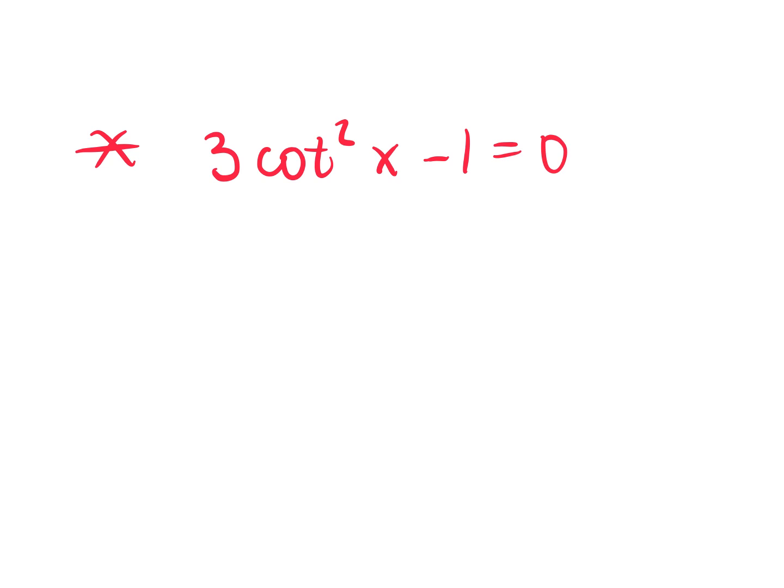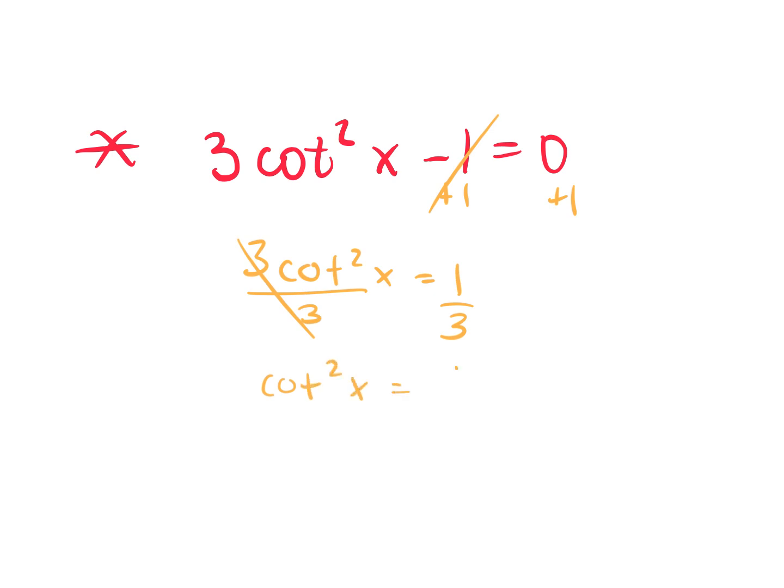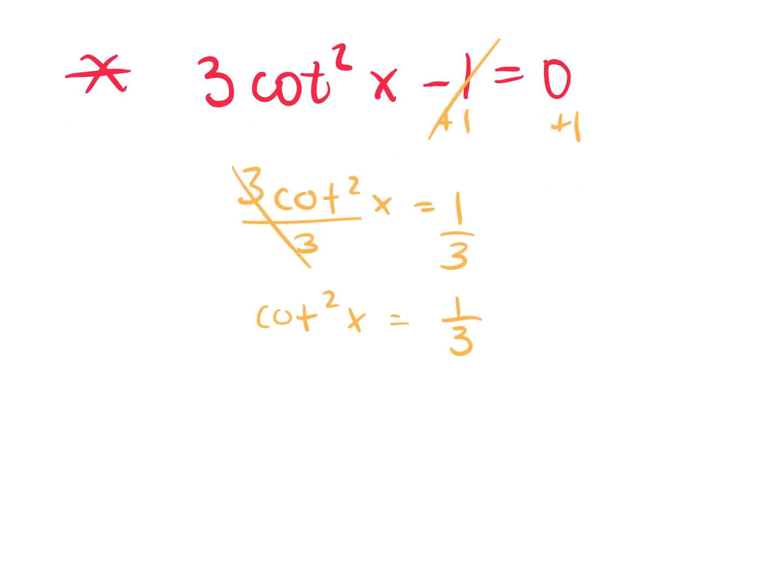So we want to isolate our trig function, so we can add 1 to move it to the other side. 3 cotangent squared is equal to 1, and divide by 3. So cotangent squared is equal to 1 over 3. What would we need to do next? Square root both sides. So cotangent is equal to, what do we have to remember when we take the square root of both sides? Plus or minus. What's the square root of 1? 1. And square root of 3 would just be square root of 3. So you have plus or minus 1 over square root of 3.